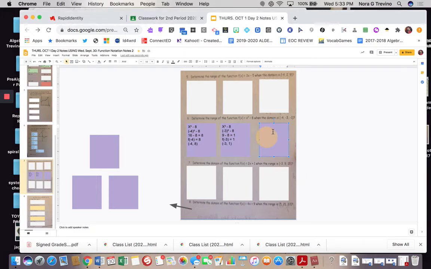And last but not least, I'm going to do it again, but now the input is a -1. So copy, paste it, and change that -3 to a -1. And solve. -1 squared just means -1 times -1. Well, that's a +1. Minus 8, well, that equals -7.